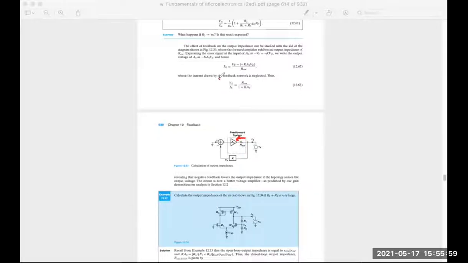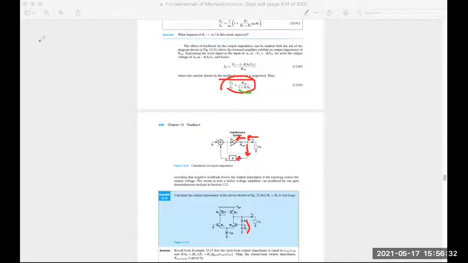So it's saying that the current by the feedback network is neglected. So we are assuming that the input impedance of this feedback network is huge. Okay? So basically this impedance is big, R1 plus R2. So in that case, this Ix will be equal to this current. So you can write this. Well, as you can see, the output impedance now dropped by the factor 1 plus K A0.